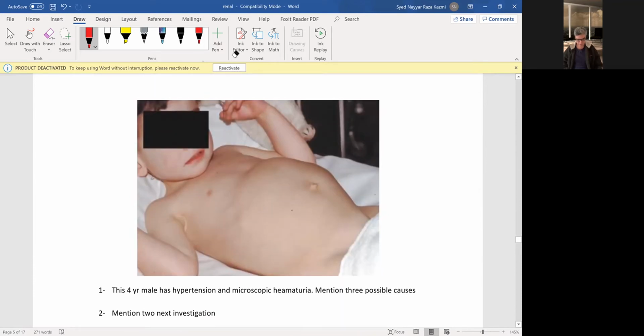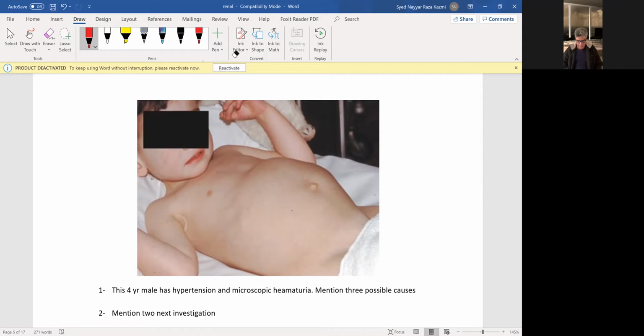This 4-year-old male has hypertension and microscopic hematuria, and you can see there is an abdominal swelling. What could be the cause of the abdominal swelling at this age? A child with hypertension and microscopic hematuria, you should think of renal malignancy. So Wilms tumor should be top on your list.